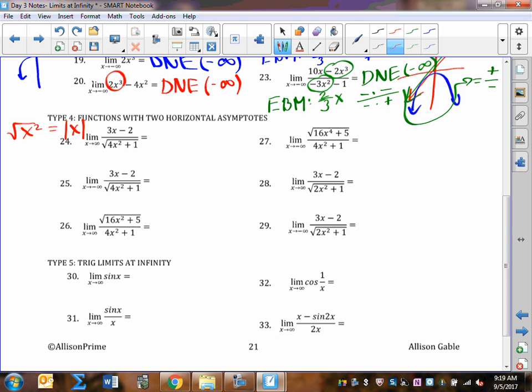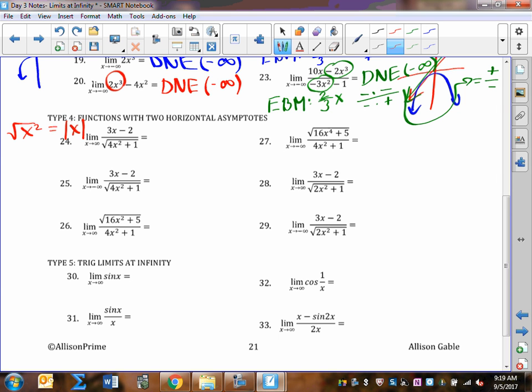So when we have these types of graphs, you can see it's no longer just a rational function, but rather a polynomial and radical. This is often where we have those 2 horizontal asymptotes. So what you have to be careful with here is whether we're dealing with positive infinity or negative infinity. And whenever we simplify that radical, we need to consider the absolute value of it.